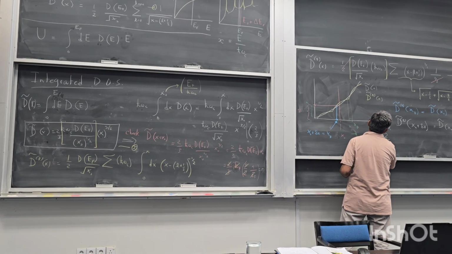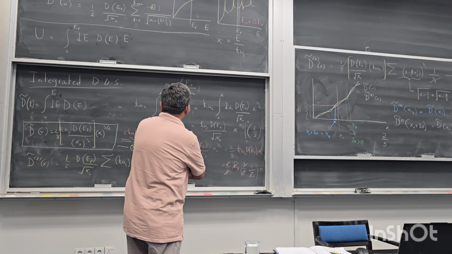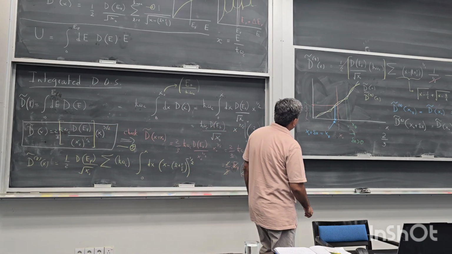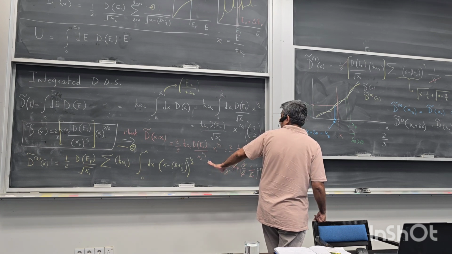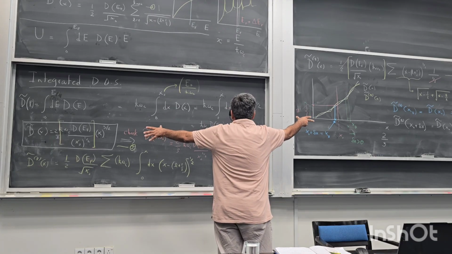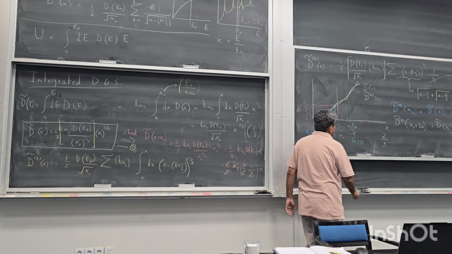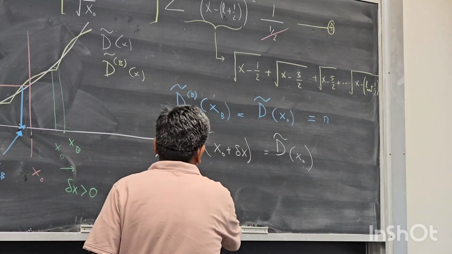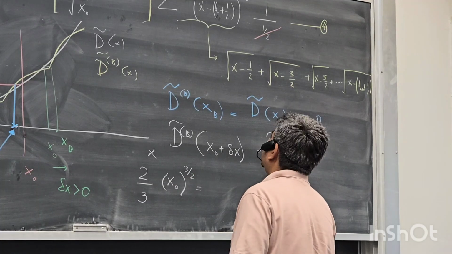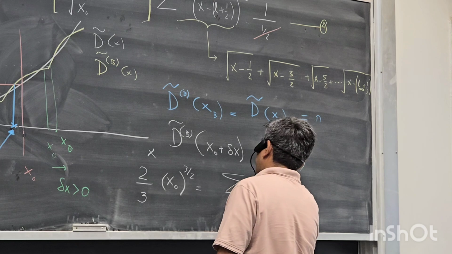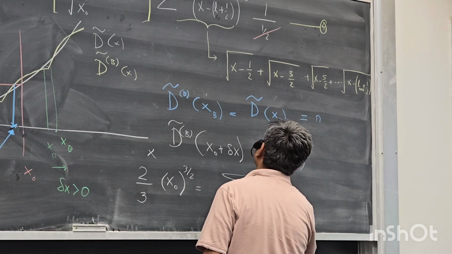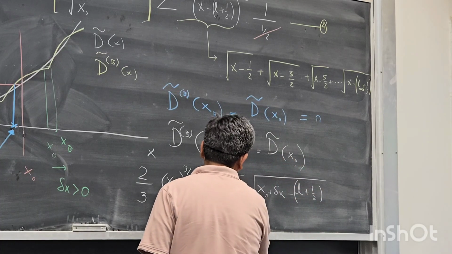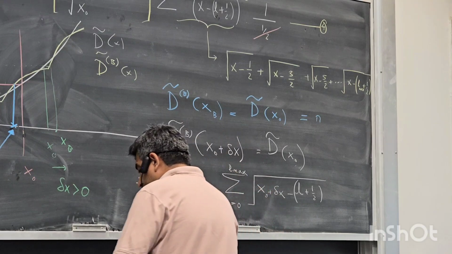2 over 3, and I just ignore the parts that are common, for omega c. So 2/3 x naught to the 3/2, for a given Fermi energy x naught, this must equal the sum over x naught plus delta x minus L plus half, where L goes from 0 to some L max. So you want to solve this equation.